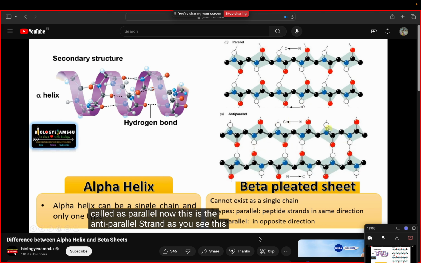As you see, this first strand runs in N terminal to C terminal direction and this second strand runs in the opposite direction, that is C terminal to N terminal. In opposite direction, therefore called anti-parallel strands. Anti-parallel strands are more stable because of more suitable orientation of hydrogen bonding within these strands.